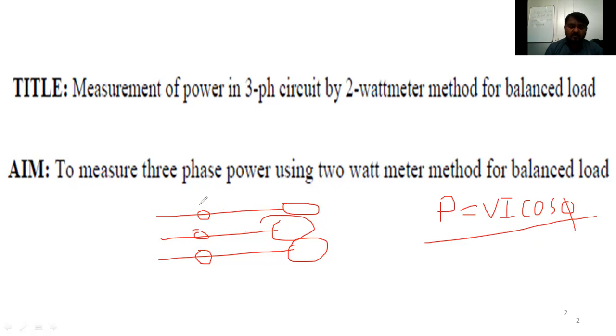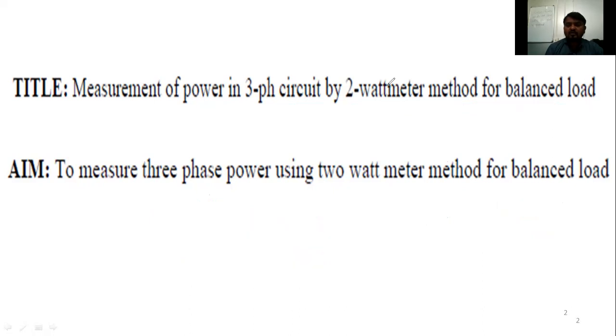But instead of 3 wattmeters, by using 2 wattmeters it is also possible to measure the power. For that reason, the measurement of power in a three-phase circuit by the 2 wattmeter method. By using only the 2 wattmeter method, we can calculate the total three-phase power of the circuit for balanced and unbalanced load also. That is how we are going to do it.